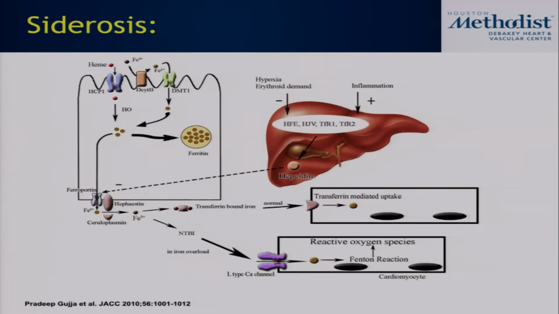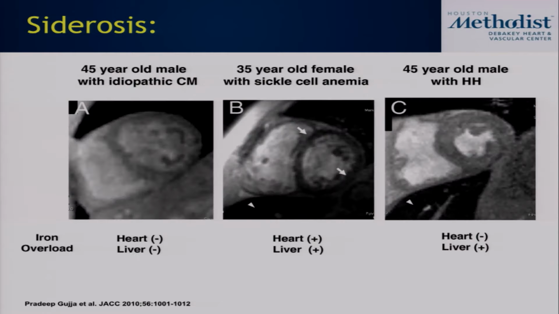Let's look at another condition, and this is siderosis. So obviously we know that iron overload, the hallmark of this is going to be the liver. It always is going to affect the liver first, but then you can have scenarios where there's a discordance. You can have a case where the liver could be affected, but the heart may not be affected, or you could have a case where the liver is affected and the heart is affected as well.